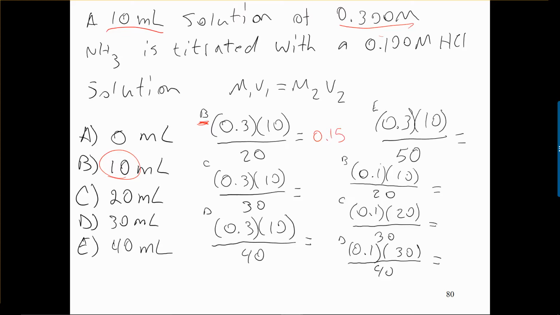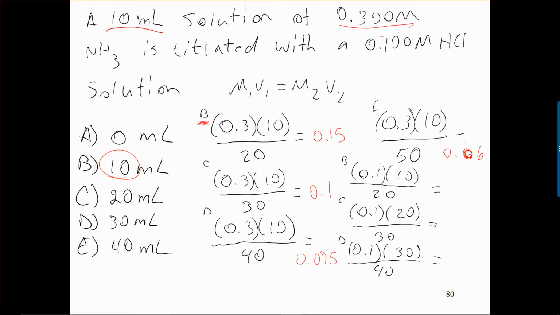Okay? What is it for C? 0.1. And D? 0.075. 0.06. 0.06? Is that what you said? Yes. Okay. 0.06. Thank you.